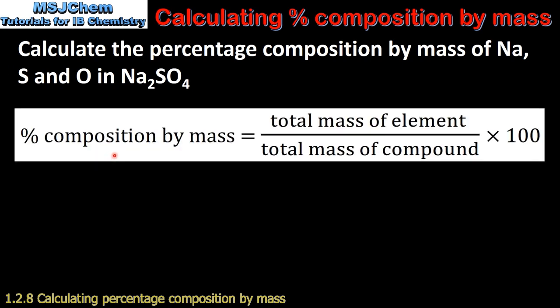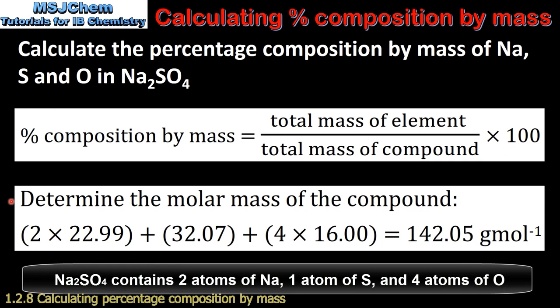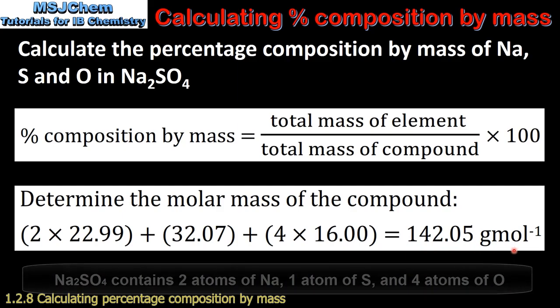To calculate the percentage composition by mass of an element, we divide the total mass of the element by the total mass of the compound and multiply by 100. The first step is to determine the molar mass of the compound. So we multiply the relative atomic mass of sodium by 2, we add the relative atomic mass of sulfur, and we add 4 times the relative atomic mass of oxygen, which gives us 142.05 grams per mole.